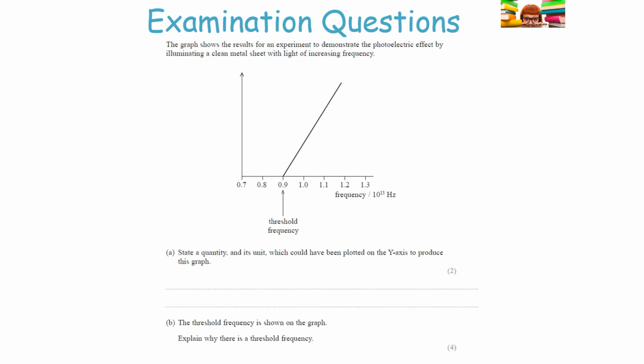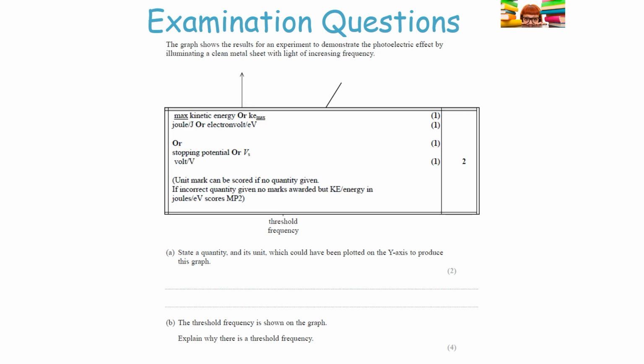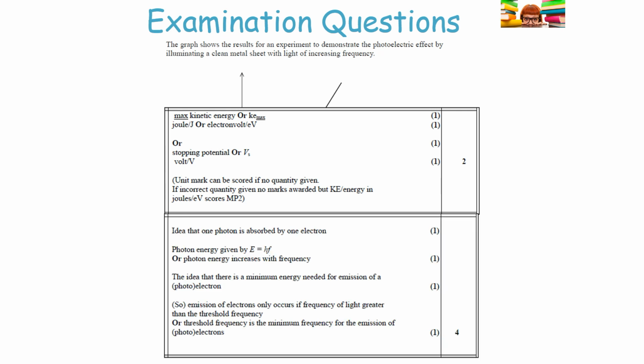So firstly, what is the y-axis? You've got to remember that we measure it from the actual investigation, and the one thing we could measure is either the maximum kinetic energy of the emitted photoelectrons, which is measured with the current, or you could also have it as the stopping potential, which is given in the units of V, because it's a voltage. Now the next one, B, what is the threshold frequency?